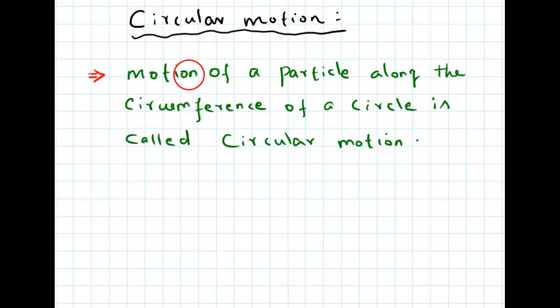In this class, we are discussing circular motion. Motion of a particle along the circumference of a circle is called circular motion. So here is a particle and it is moving along the circumference. If the particle is moving along the circumference of a circle, it is known as circular motion. And we have some examples here.